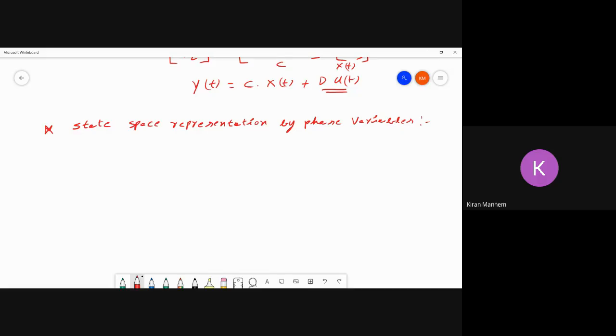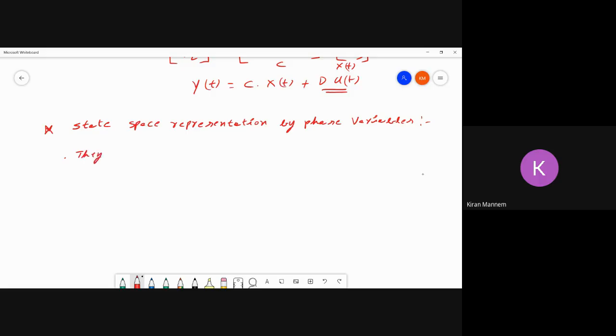They are defined as those particular state variables which are obtained from one of the system variables and its derivatives. So let us write the definition of the phase variables, then we will find the phase variables for representing the state space equations.